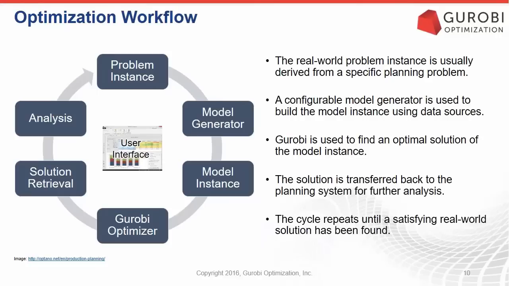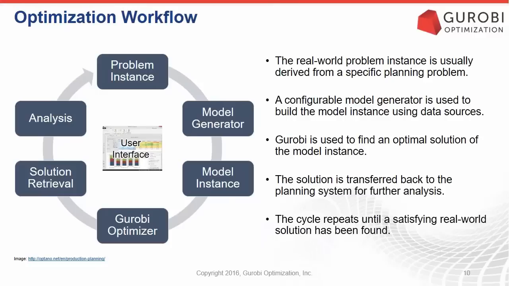You usually start with a business problem. You need to plan something, you need to decide something. So you have a set of data, you have parameters, you have information, and then there is a specific situation. And what you usually need is a software component that we call a model generator. A model generator is the part of the software that takes all the data and that knows how to create a specific model instance from this data.